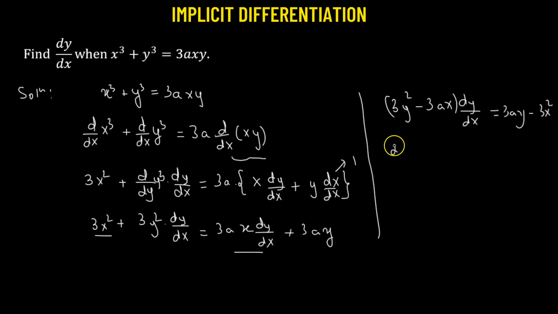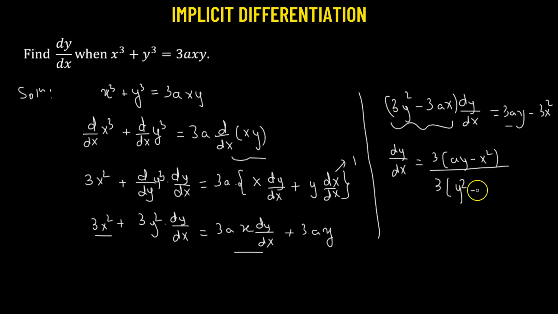Right. So this gives us the derivative of y with respect to x equals, so we can take 3 as the common factor. So we have 3 times (ay minus x squared). This will be divided by this particular expression, which we will take 3 as the common factor. So we have 3 multiplied by (y squared minus ax). So here 3 and 3 get factored out. Then that leaves us with the final value, the derivative of y with respect to x equals (ay minus x squared) divided by (y squared minus ax).